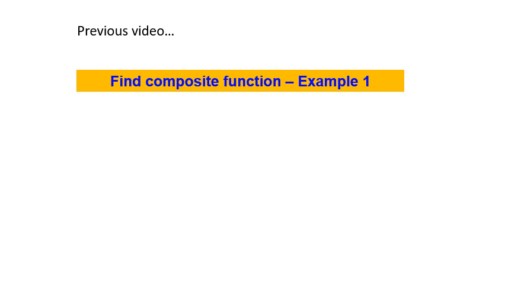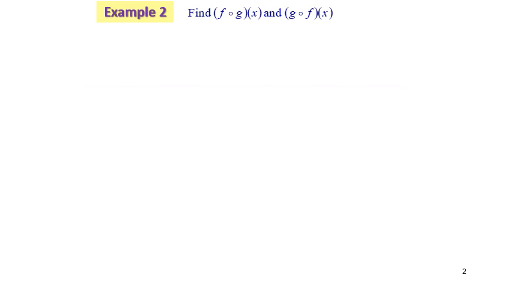Hi, in the previous video, we already learned how to find composite function in example 1. In example 2, the question asks us to find composite function fg and gf of x given the function of f and g respectively. So for a, given function f is square root of x and function g is x cubed minus 1. So first find composite function fg.